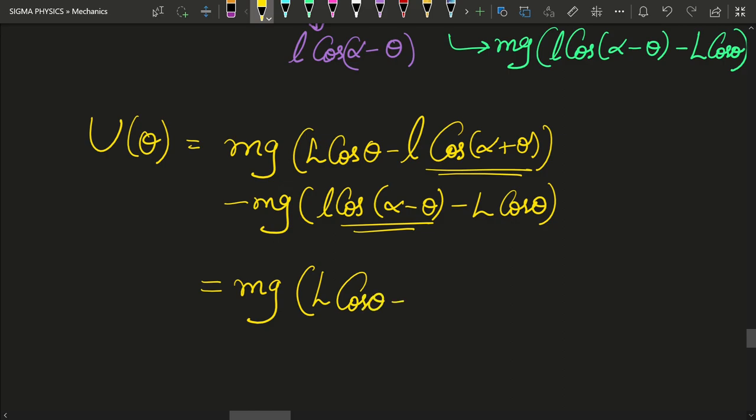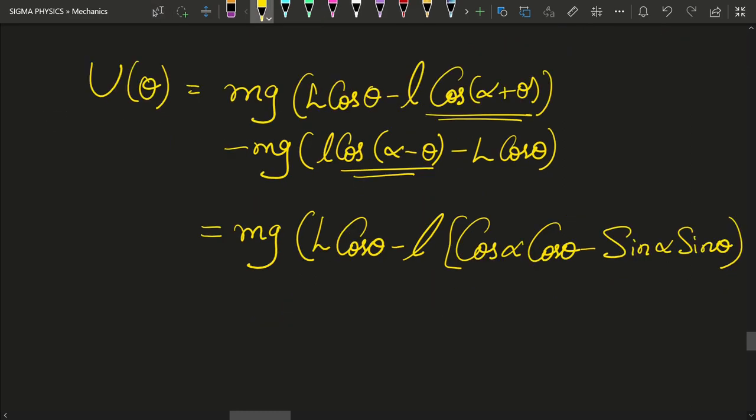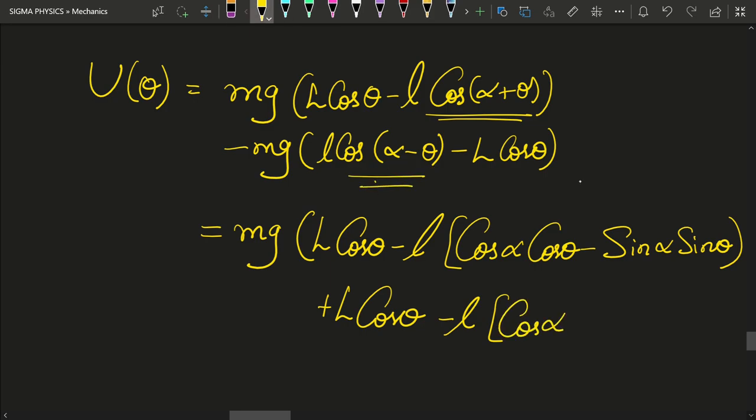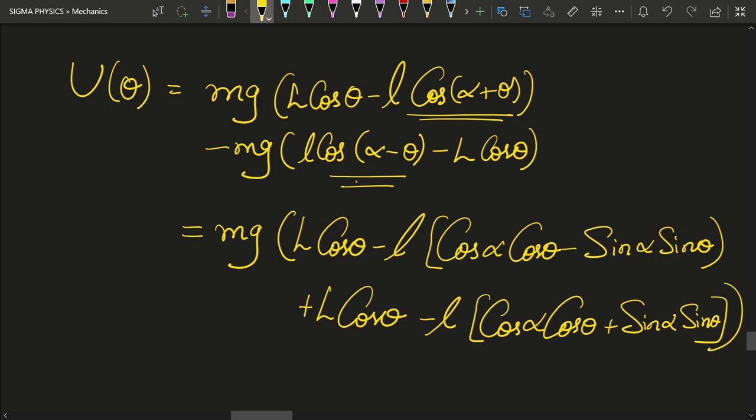If I do that, I will be left with mg L cos theta minus L, what is cos of alpha plus theta? Cos of alpha plus theta is cos alpha cos theta minus sine alpha sine theta. And what is L cos alpha minus theta? I will get another plus L cos theta over here. This minus and minus will become plus, and I will get minus L into cos alpha, I'm expanding this cos alpha minus theta. So I will be left with cos alpha cos theta plus sine alpha sine theta. So I will get that.